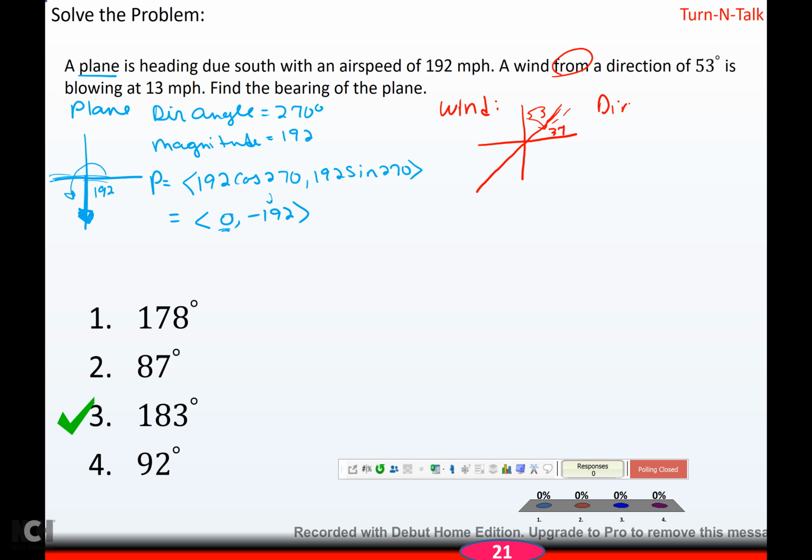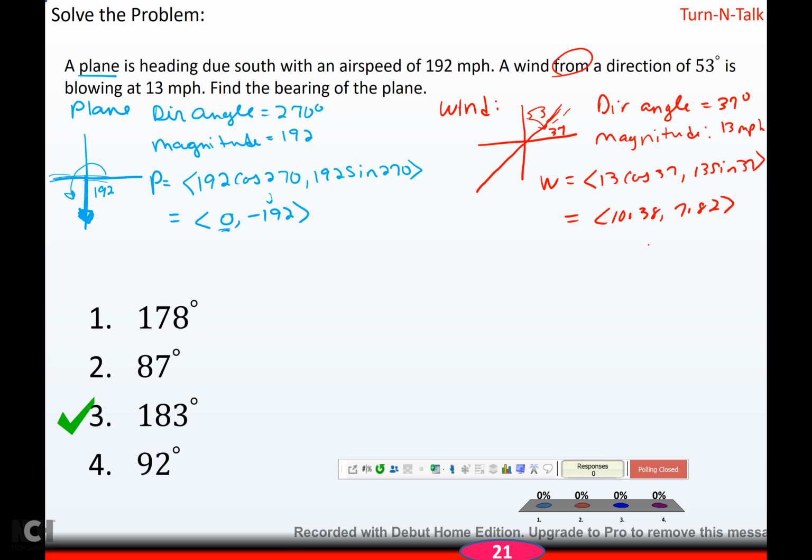So my direction angle is 37 degrees, and my magnitude is 13 miles per hour. So my wind velocity vector is 13 times cosine 37, 13 times sine 37, which comes out to 10.38, 7.82. So then I need my resultant vector.